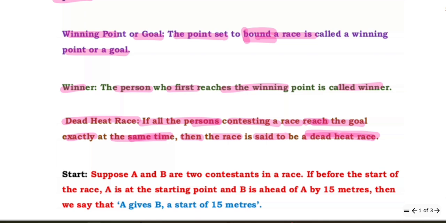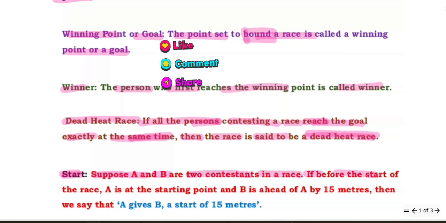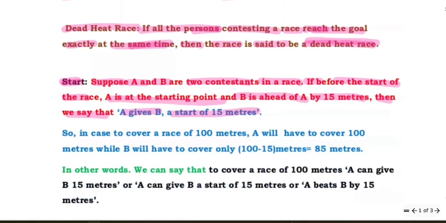Now, we'll look into the wordings which we usually come across in the questions. Start: what does it mean if we get this word in our question? Suppose A and B are two contestants in a race. If before the start of the race, A is at the starting point and B is ahead of A by 15 meters, then we say that A gives B a start of 15 meters.